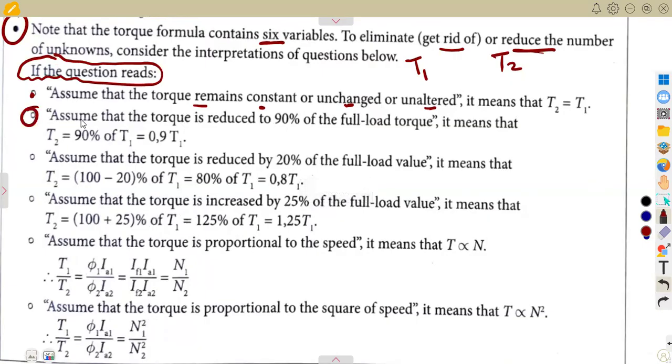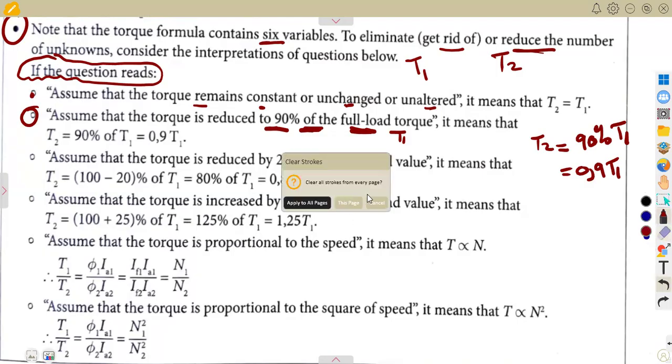Another condition is they can tell you, assume that the torque is reduced to 90% of the full load torque. At full load, the torque there is T1. So it means your T2 is going to be 90% of T1, which is 0.9 T1. If it is 70%, 0.7 of that, and so on. That is the idea of the question.